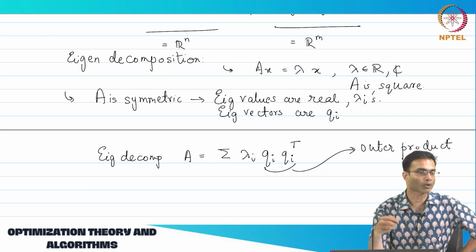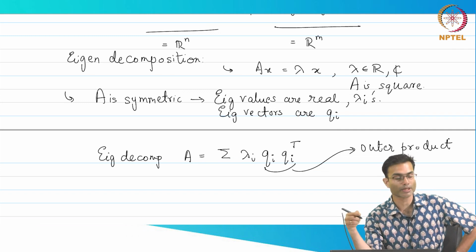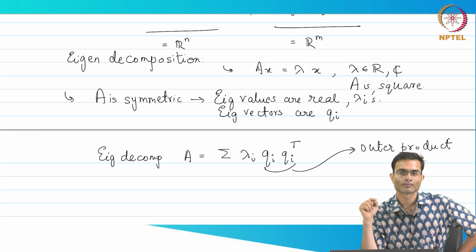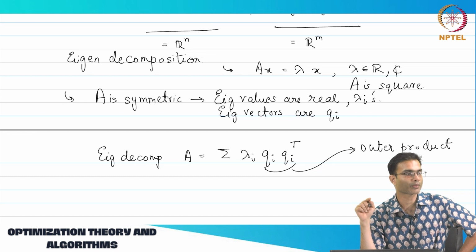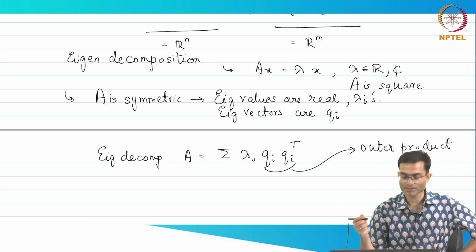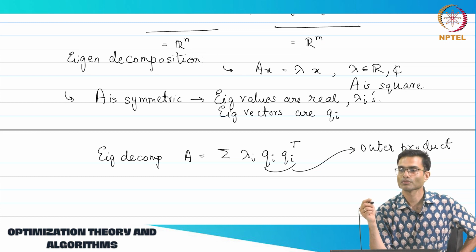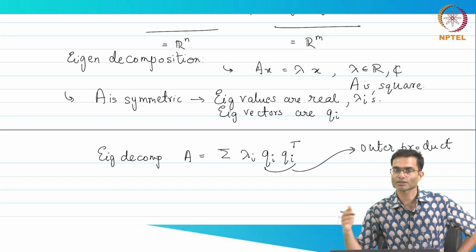It is summed over all of the eigenvectors and eigenvalues. You can see that Qi is of size n cross 1, and Qi transpose is 1 cross n. So Qi Qi transpose is n cross n. Those of you who are familiar with linear algebra, what is the rank of Qi Qi transpose? It's rank 1. You will see all the columns or all the rows are just linear multiples of each other, so it has just rank 1.